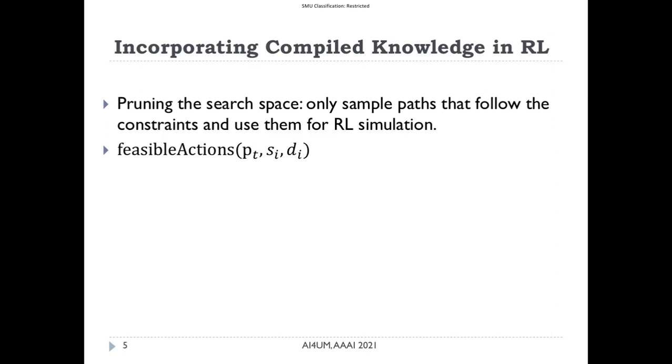Now for pruning the search space and incorporating the domain knowledge, we want to find a function called feasible actions, which takes in the partial path of the current time step and the source and the destination for an agent, and returns a set of next actions that are feasible, that is, they don't violate the constraints. We prune out the actions that do violate the constraints. For example, an action can lead an agent to end up in a cycle. During the training phase, we only sample paths that satisfy the constraints, resulting in trajectories that have good potential to generate high rewards. The information required to implement feasible actions can be compiled offline before the training phase. We'll describe this compilation in the next few slides.